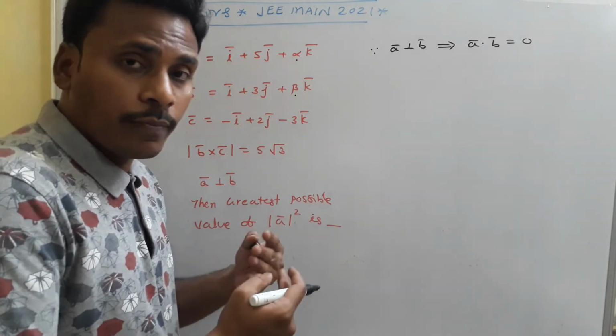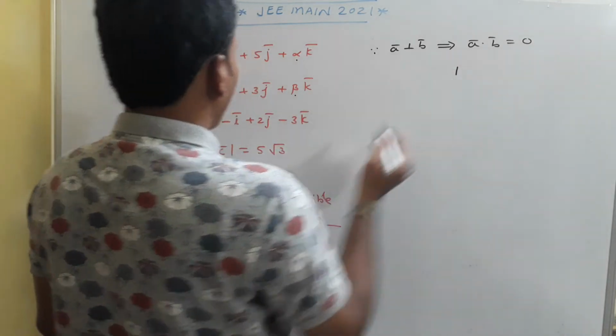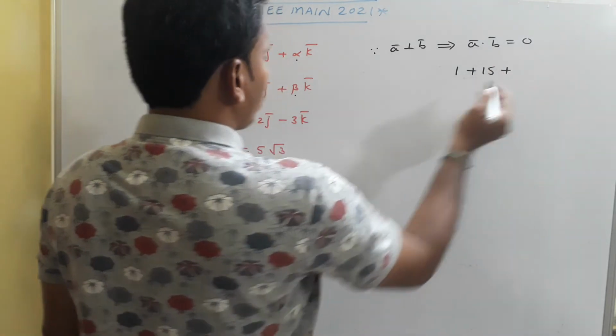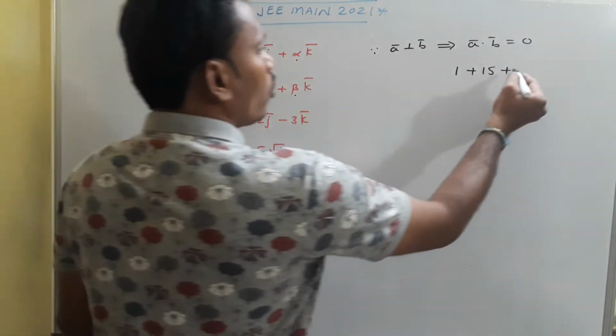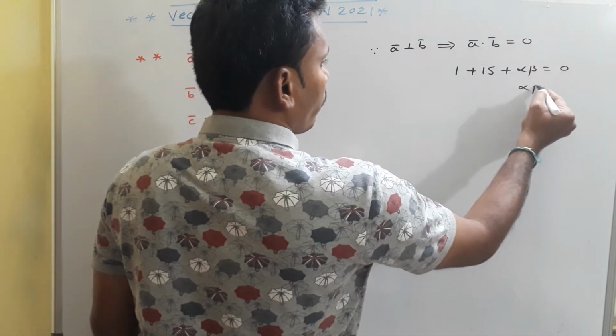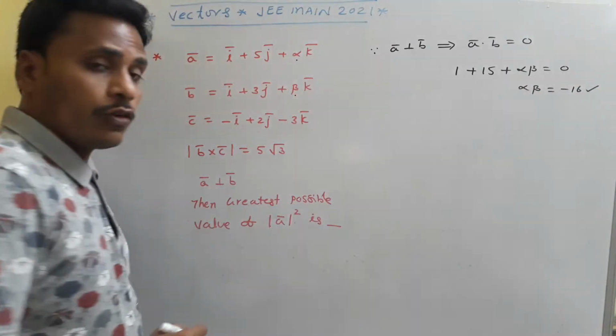See how to apply dot product between two vectors. It is the sum of the corresponding coefficients 1 and 1 whose product is 1. See, 5 and 3 whose product is 15 plus alpha and beta whose product is alpha beta, that is equals to 0. So from there we have alpha beta is equals to minus 16. This is one relation with us.